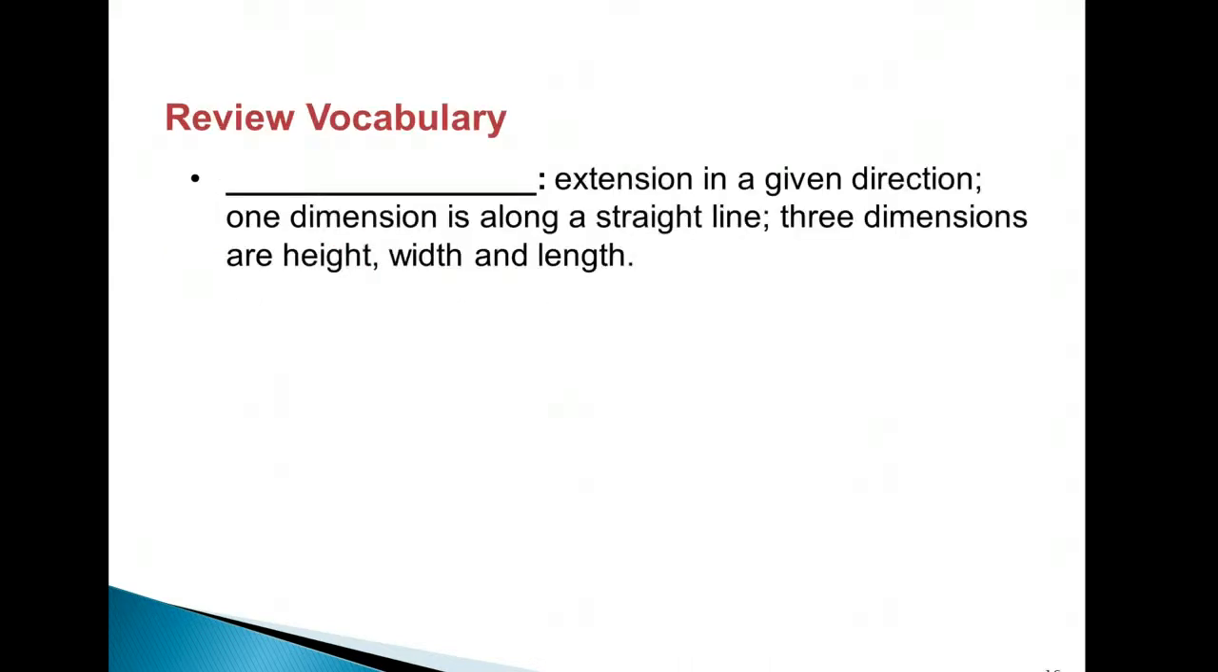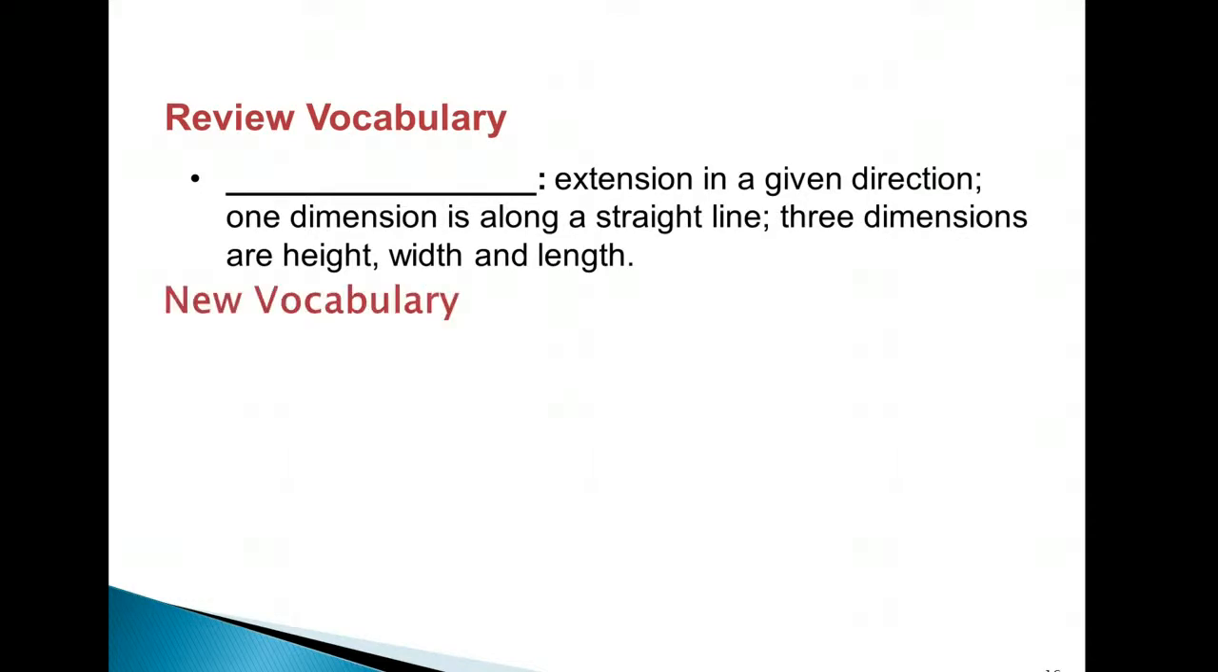When we talk about a dimension, that's the blank here. It's an extension in a given direction. One dimension would be along a straight line, so if we're looking at a person moving from left to right. Three dimensions would be a person, let's say, moving left, upwards, and away from us. So when we talk about dimensions, it's an extension in a given direction. Is it going away? Is it going up? Is it going left to right? Is it coming towards us? Is it going down? Those kinds of things.